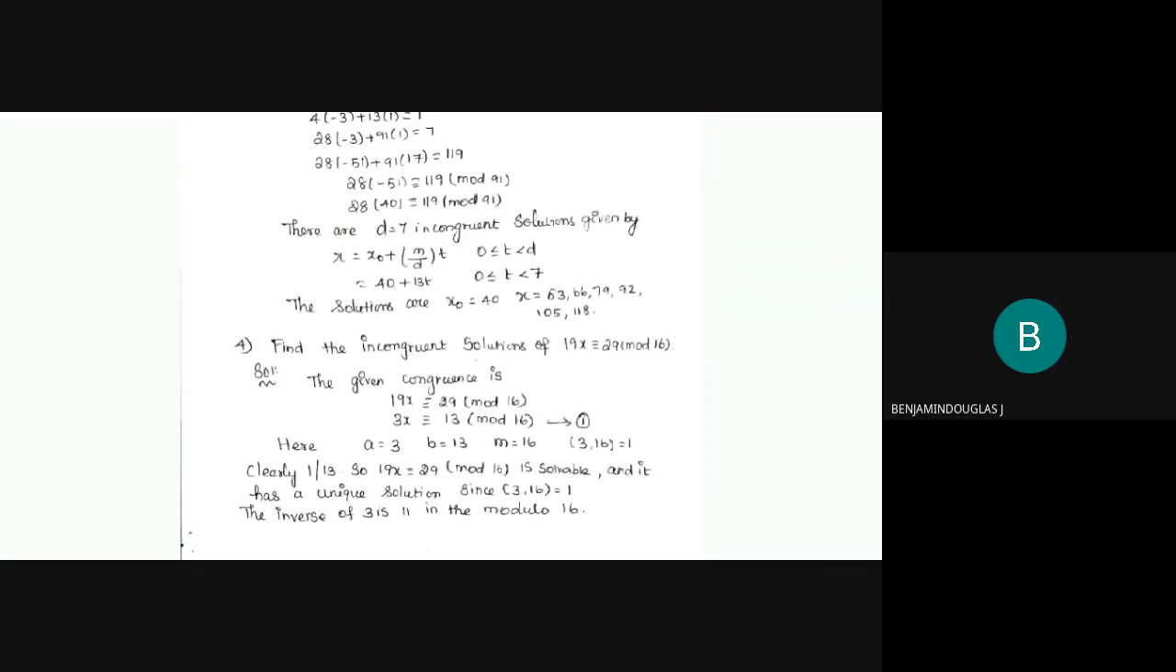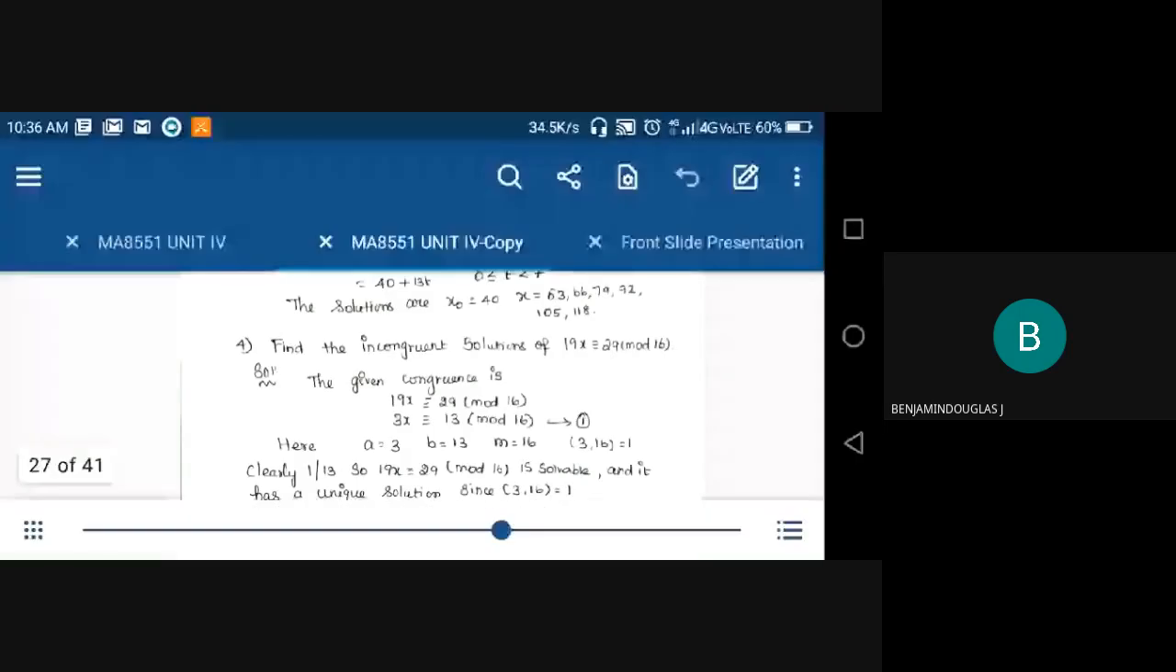So 19x congruent to 29 under mod 16 is solvable. Actually, the original form 19x congruent to 29 mod 16 is solvable, and here the d value is 1. So obviously we can say that the given linear congruence has a unique solution.